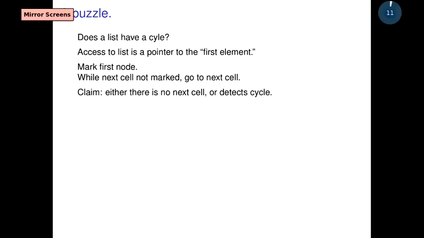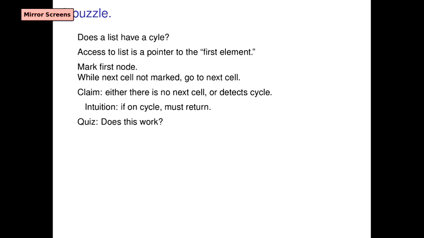And the claim is that either there's no next cell, so at some point you run out of list and you stop and say there is no cycle in this list, or it detects a cycle. The intuition is that if you're on a cycle, you have to return. That was the argument I made when I devised this scheme. So does this work? Will it always detect a cycle in the list?